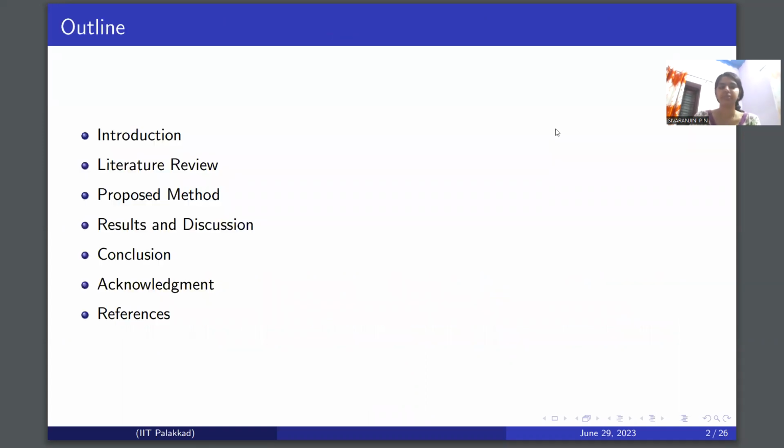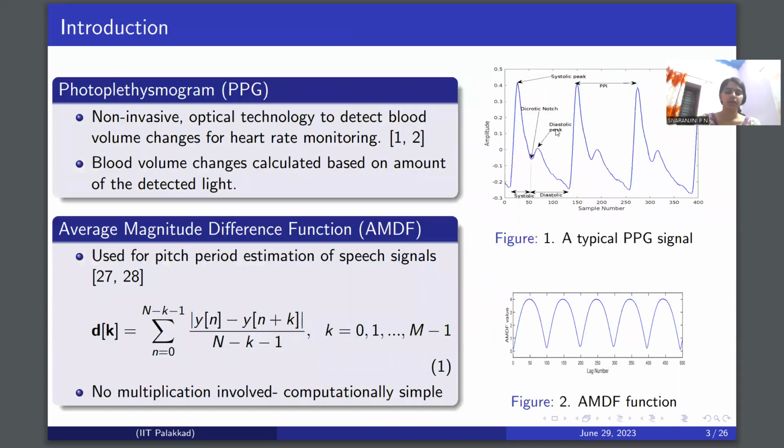So the course of presentation, I'll be briefing on the following topics. In the introduction, I would like to brief about the photoplethysmogram, which is a non-invasive optical technology to detect blood volume changes for heart rate and heart health monitoring. We say the PPG technology is having an upper hand over the conventional ECG-based heart health monitoring because of the easiness and simplicity of PPG acquisition and processing. The PPG pattern that you see on the right is obtained based on the blood volume changes that is calculated based on the amount of detected light.